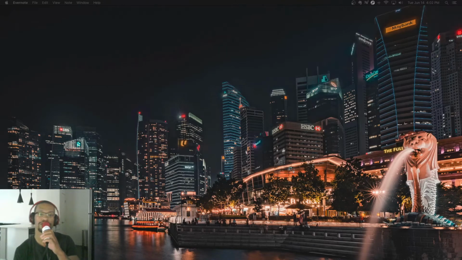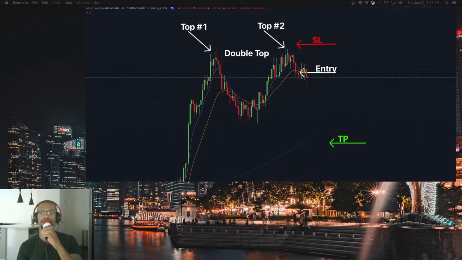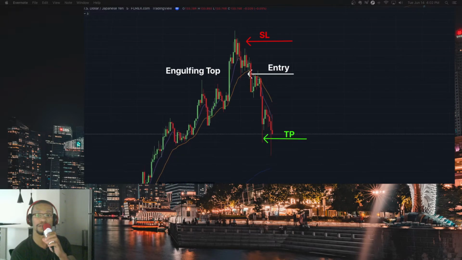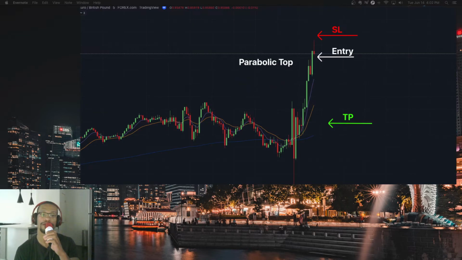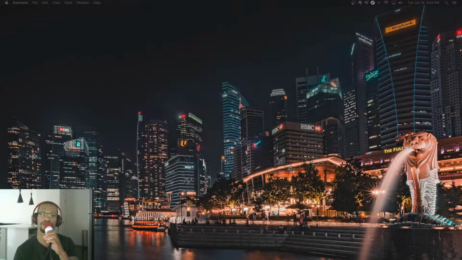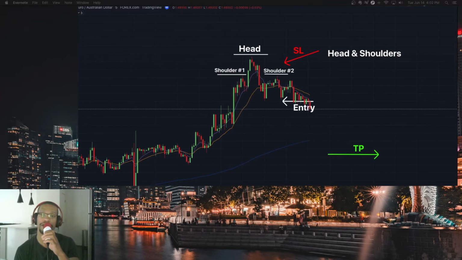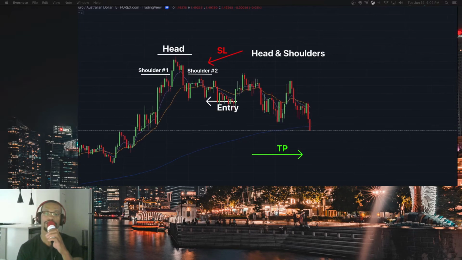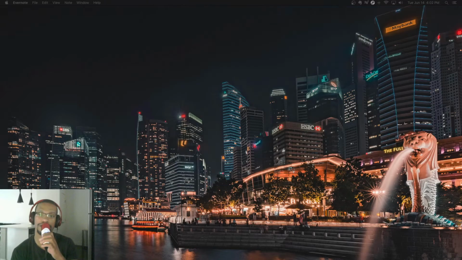Finally, we have 4 types of reversal patterns: the double top, the engulfing top, the parabolic top, and the head and shoulders pattern. Also the 4 inverse bottom versions of these same patterns. I'll explain the best ways to trade all of these patterns, what type of risk reward ratios you can expect, and about how long they typically take to go through. And I'll also show you a couple of real world examples of each one.